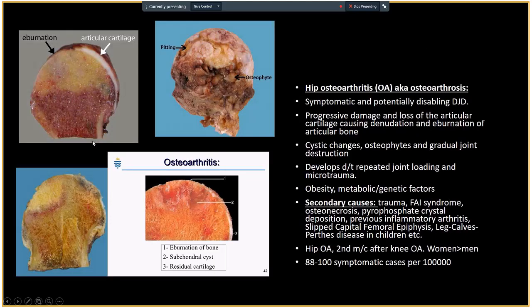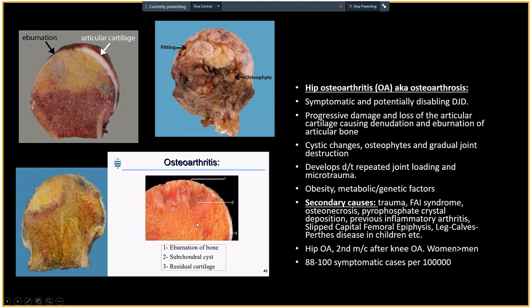In this case, you can see the process of eburnation, sort of the thinning of that normal cartilage and articular bone. You can also see some of those ischemic, basically trophic changes. The bone becomes very brittle, fragmented, and basically starts being destroyed. That's because you lose that cartilage. At the same time, you can see this large subchondral cyst formation with destruction of that bone.